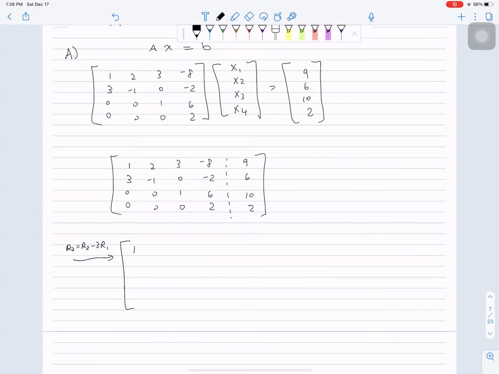That means in my first row, I get 1, 2, 3, -8, 9. 3 minus 3 times 1 is 0. So I got what I wanted. Then I have -1 minus 6 is -7. And then I have 0 minus 9, which is -9. And then I have 22 and then -21. The bottom 2 rows, I can keep the same.